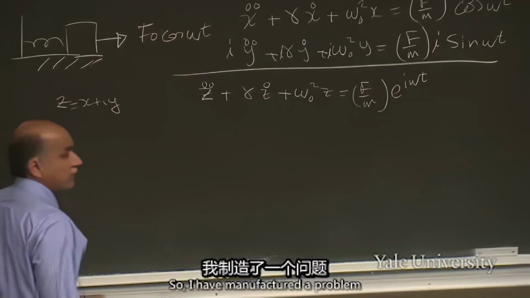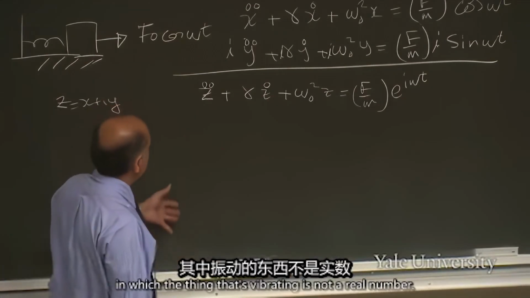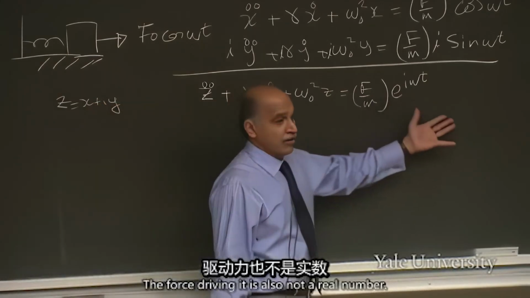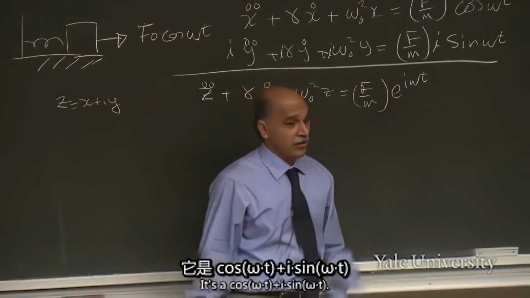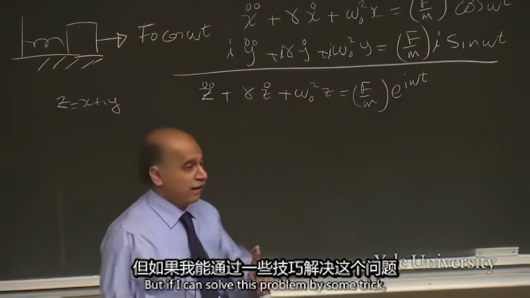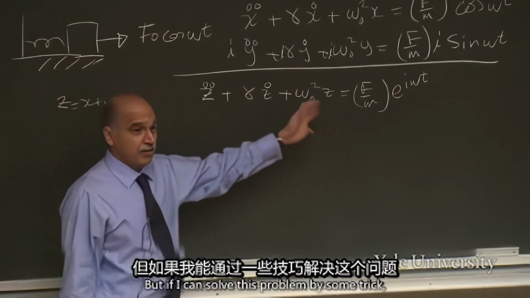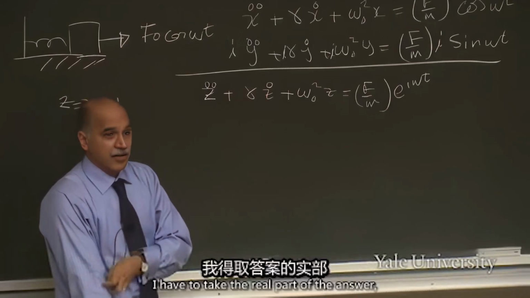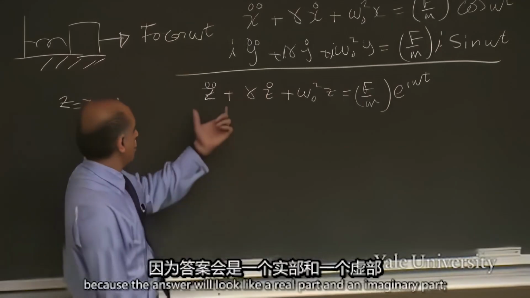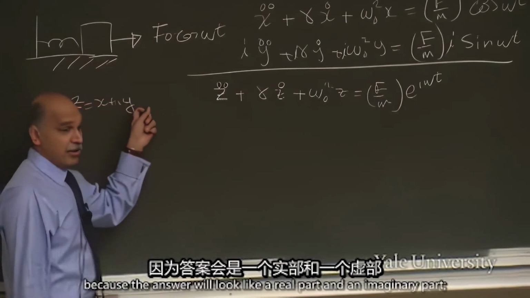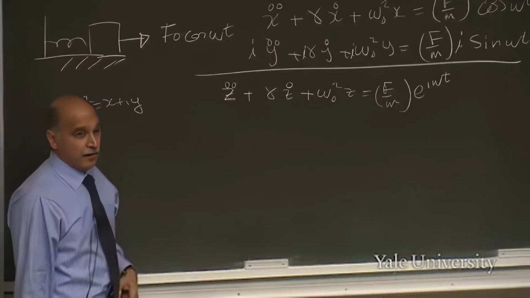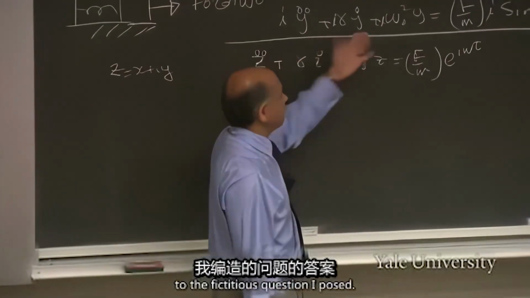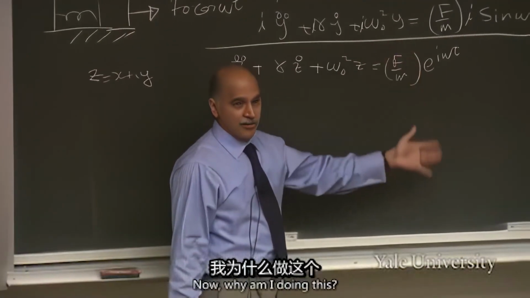So I have manufactured a problem in which the thing that's vibrating is not a real number. The force driving it is also not a real number. It's cos omega t plus i sine omega t. But if I can solve this problem by some trick, at the end, what do I have to do? I have to take the real part of the answer, because the answer will look like a real part and an imaginary part. I'll have to dump the imaginary part. That will be the answer to the question I posed. The imaginary part will be the answer to the fictitious question I posed. Now, why am I doing this?